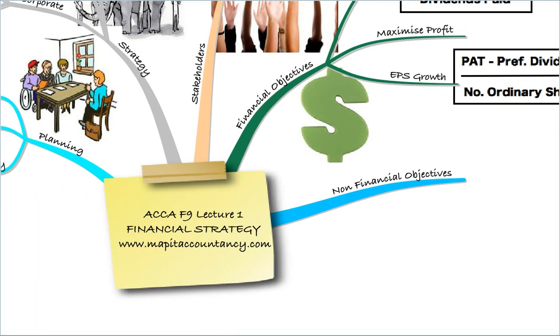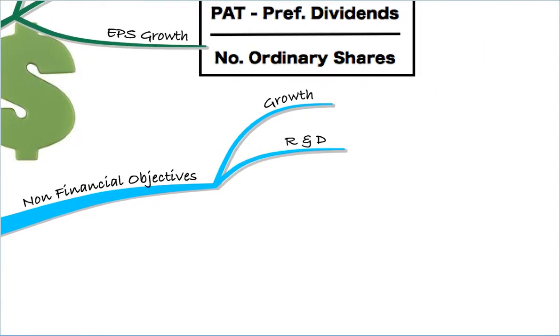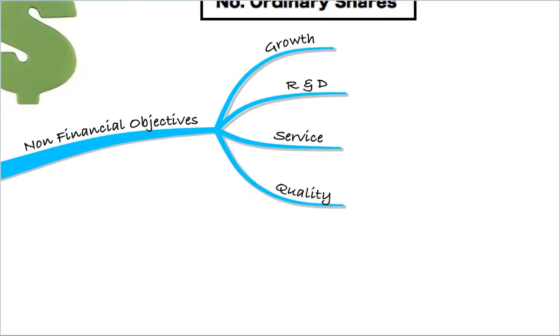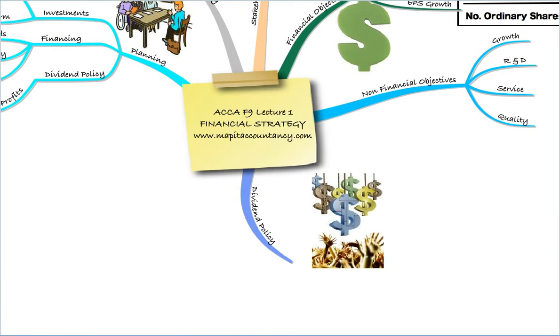Our non-financial objectives, well, remember, you need to be specific to the scenario, and you need to think about things like growth, research and development, service, quality. All of those will be non-financial objectives that a business may try to achieve. That brought us on to dividend policy, the third of the three things we need to plan as a finance manager.